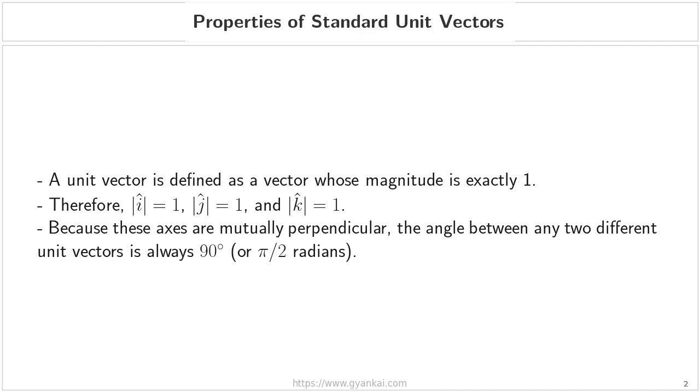Finally, we must consider how these vectors relate to one another in space. Because these vectors lie along the x, y, and z axes, and these axes are mutually perpendicular, the angle between any two different unit vectors is always 90 degrees, which can also be expressed as pi over 2 radians. Keeping this 90-degree relationship in mind will be crucial when we apply the general formula for the scalar product in the next slide. Now that we have introduced our standard unit vectors, let's look closer at their specific properties on this second slide.